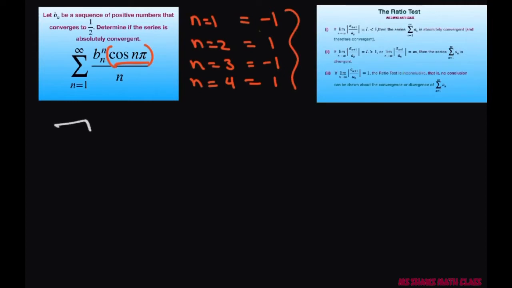I can rewrite this, therefore, as the sum from n equals 1 to infinity. And I can cross this part out and write it as -1 to the nth power. And then we still have b sub n to the nth power divided by n.